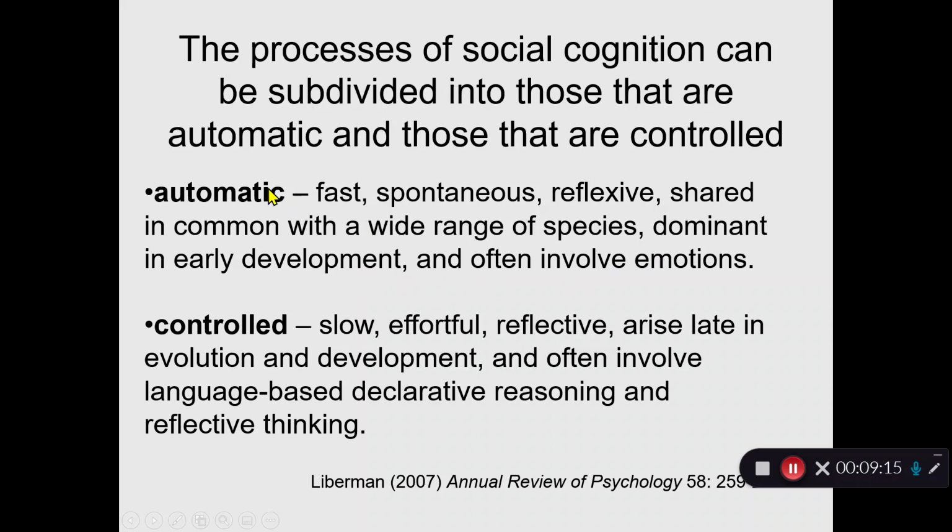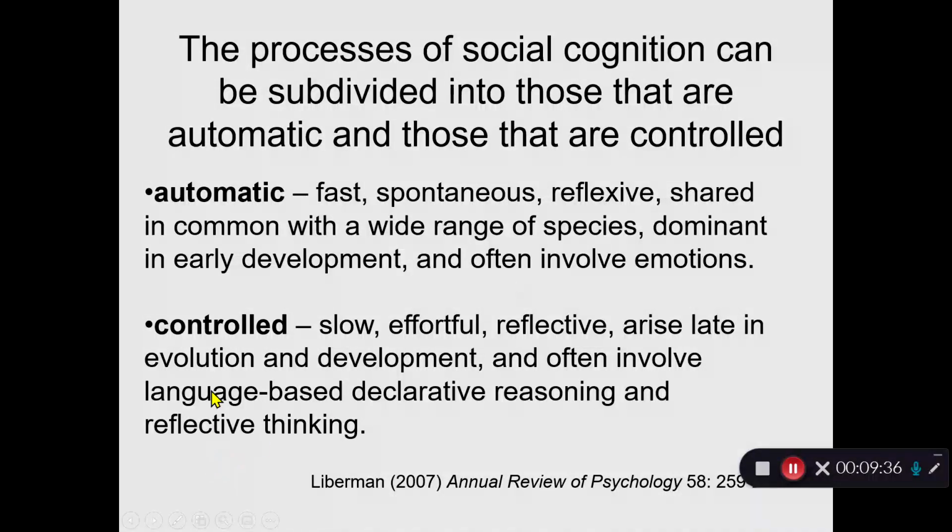Automatic processes are fast, spontaneous, reflexive, shared in common with a wide range of species, not just humans, but also other animals, and they're dominant in early development, and they often involve emotions. So when you think about automatic processes, you're thinking about relatively low-level neural functions involving emotions, involving innate urges, involving instincts. We're largely born with them. We can influence them, we can modulate them, but they come kind of pre-wired in us.